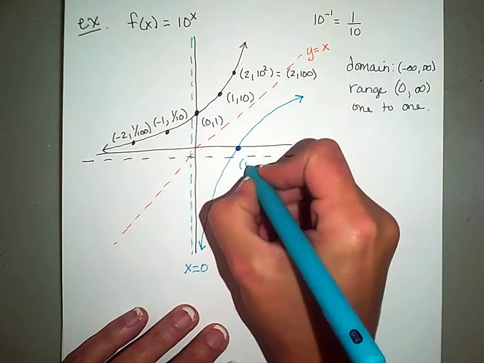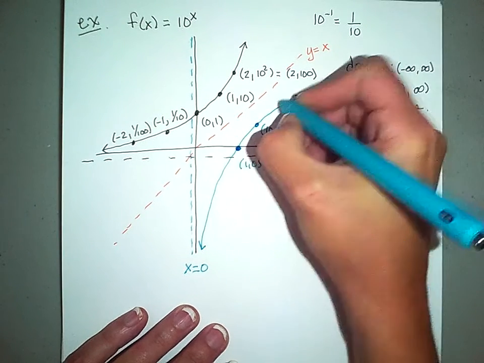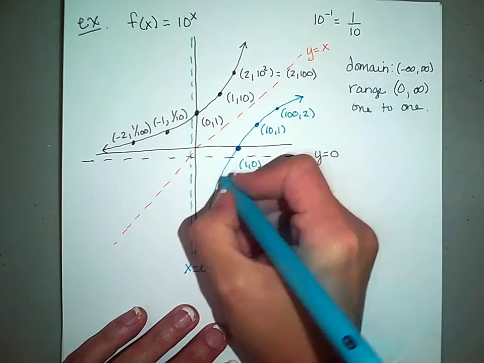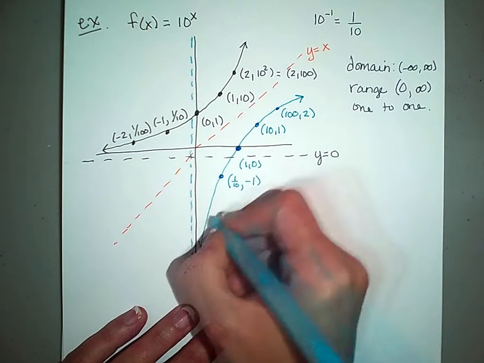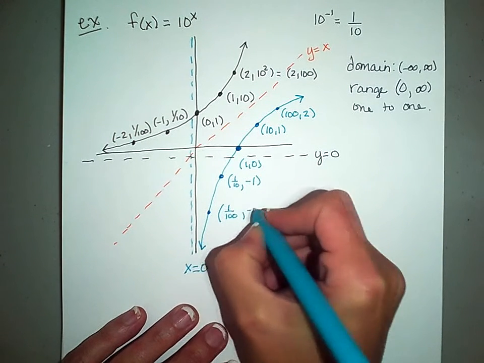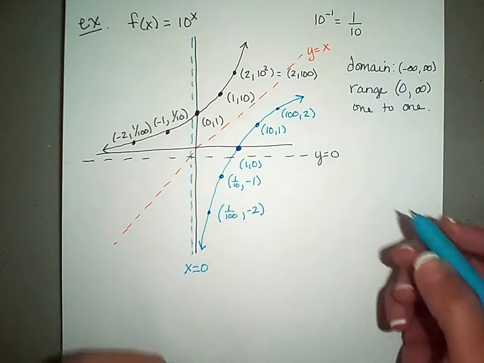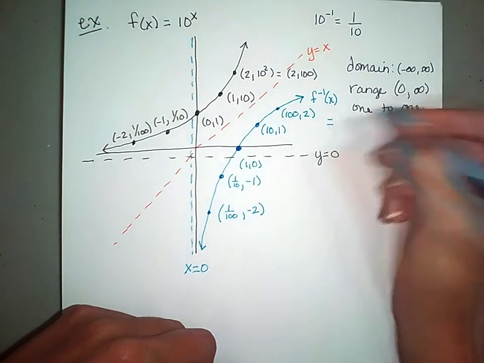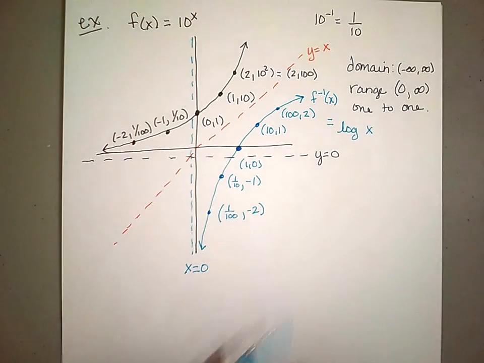So we would get the point (1, 0). We also would have the point (10, 1). We'd also have the point (100, 2). Down here, we'd have (1/10, -1). And here, (1/100, -2). This is the graph of its inverse, f inverse of x, and that is written as the log of x.